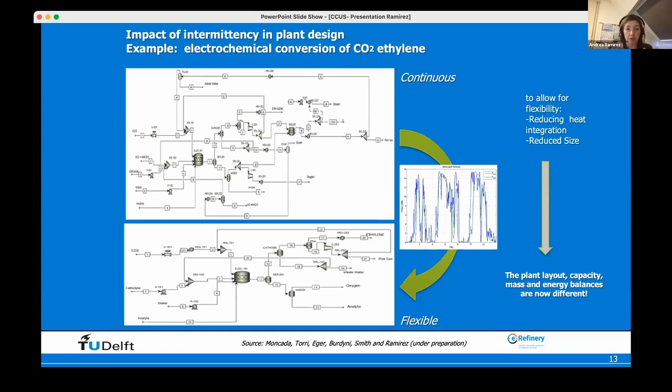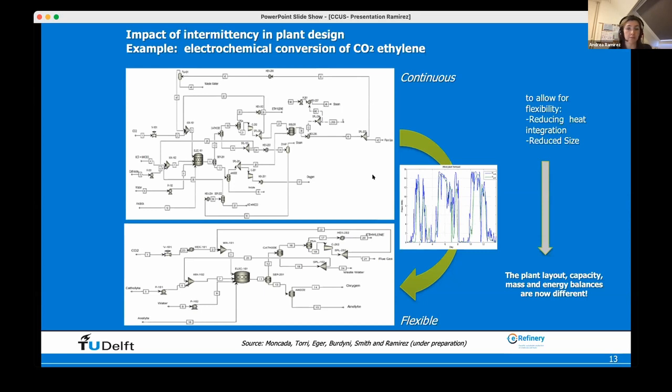In this case, for this particular design, it's not always the case, but for this design, it came at a cost of a little bit reduced heat integration in order to increase the flexibility of the plant. We actually reduced the size. And the consequence, you also see between up and down that, without needing to know what every equipment looks like, it's a less complex plant, but it has an impact on the layout, on the capacity, on the equipment, on your economics, and also in your energy and mass balances, and therefore in your life cycle assessment.